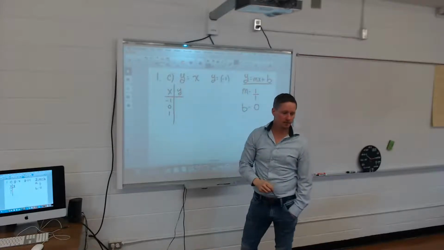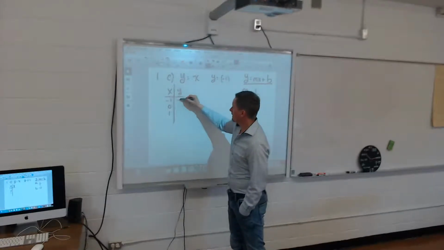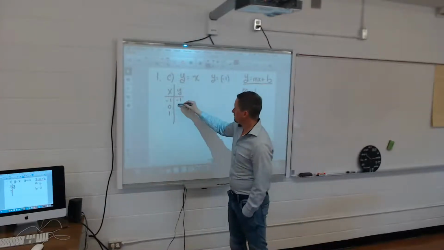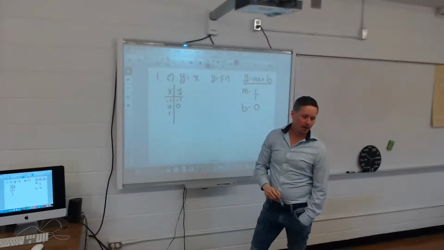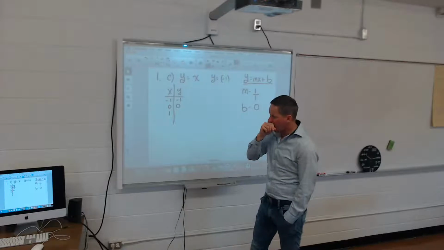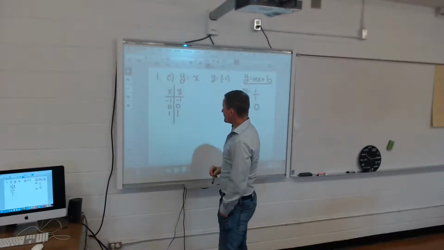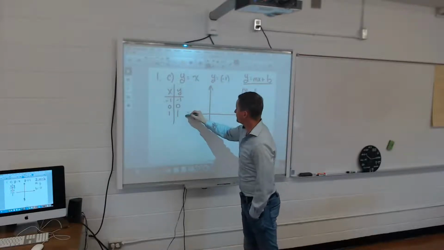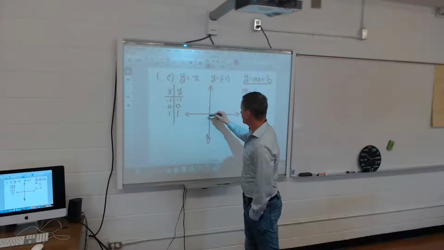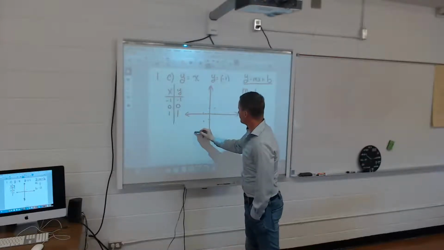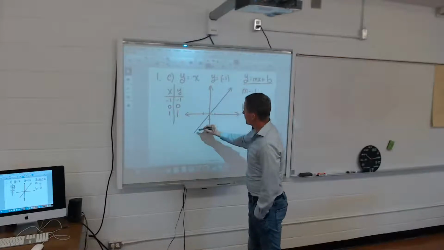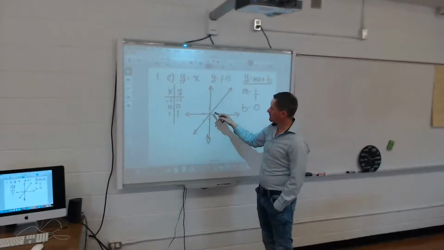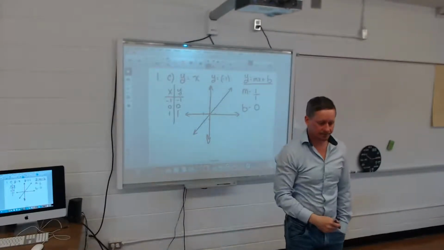What does y equal? -1. When I put a 0 in for x, what does y equal? 0. And when I put a 1 in for x, what does y equal? 1. That's correct. So if I'm graphing that, that's what my graph looks like, correct? I have -1, -1, 0, 0, and 1, 1. That's what my graph looks like.